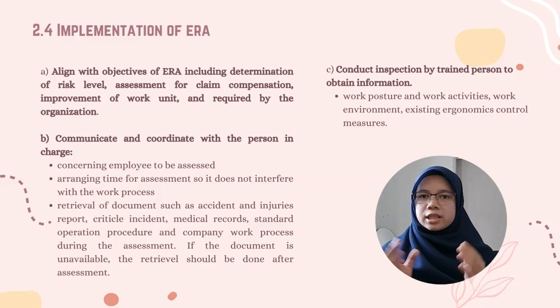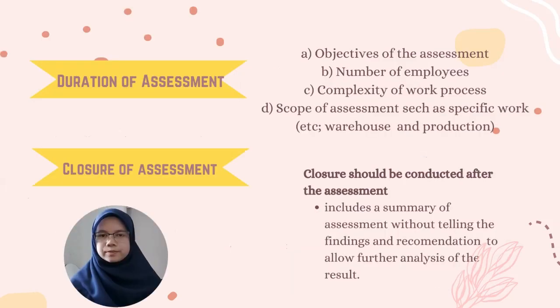And third, conduct inspection by a trained person to obtain information regarding work posture, work activities, work environment, existing ergonomics control measures. Next, the duration of assessment should be considered by the trained person. First, objectives of the assessment. Second, number of employees. And third, complexity of work process. This will affect the duration of assessment. For the closure of assessment, it should be conducted after each assessment and includes a summary of the assessment without telling the findings and recommendations, to allow further analysis of the result.